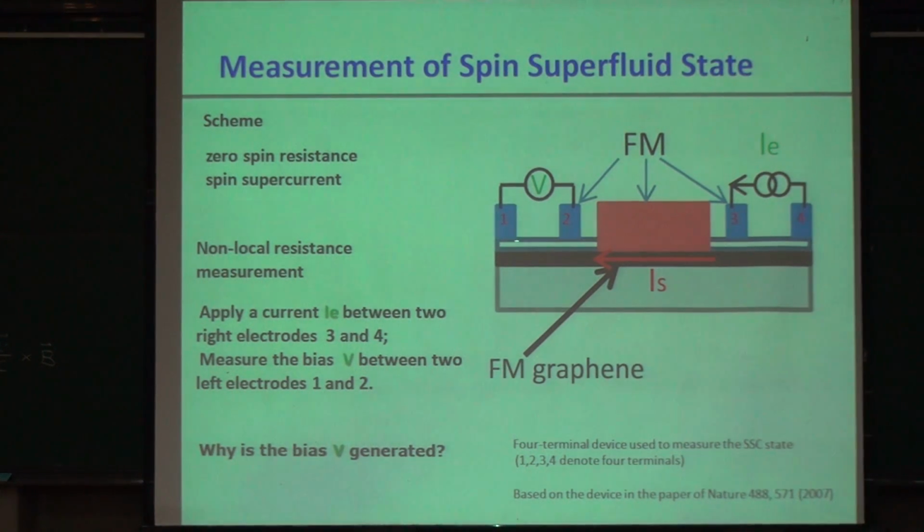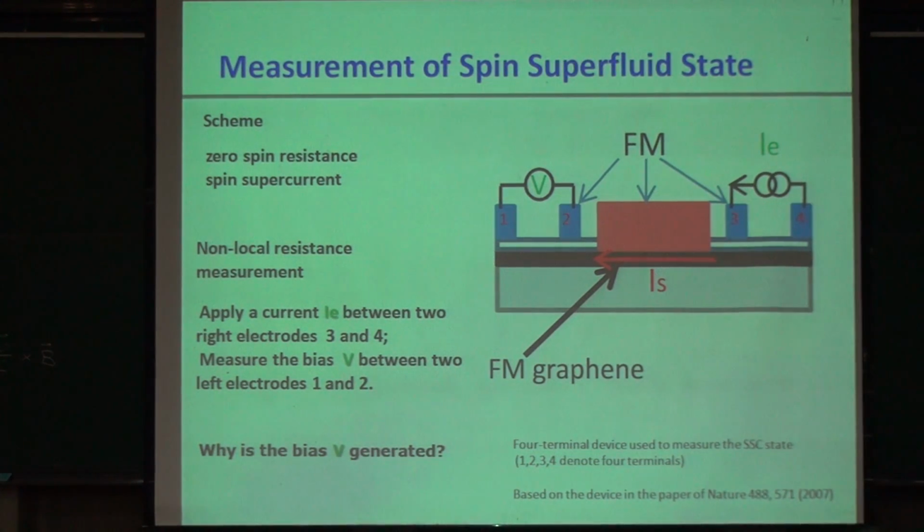If spin can pass through, this voltage you can also measure. There's a finite, non-zero voltage. This voltage divided by this current gives you the so-called non-local resistance. So this is also one way of measuring spin current. You have a charge current loop here, you have a voltage loop here, and if spin passes by, you can measure this non-zero resistance.